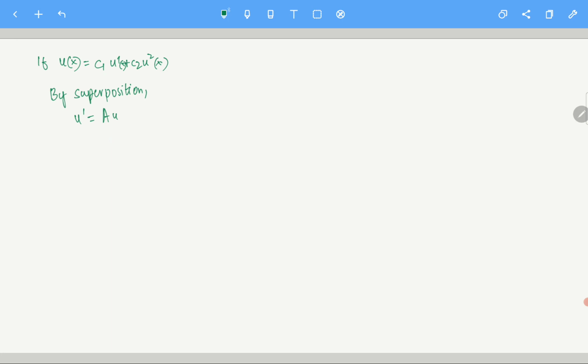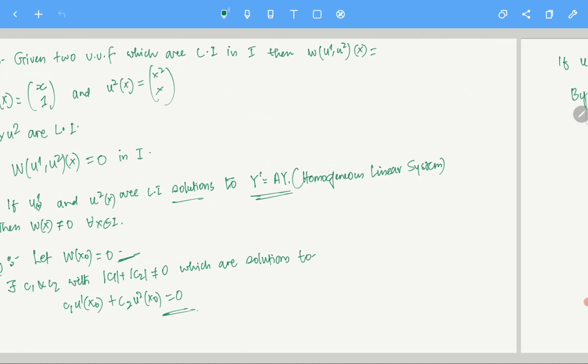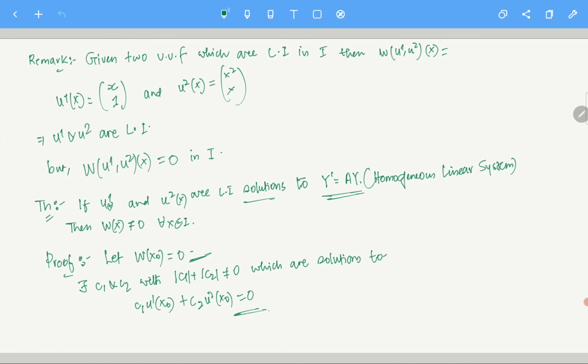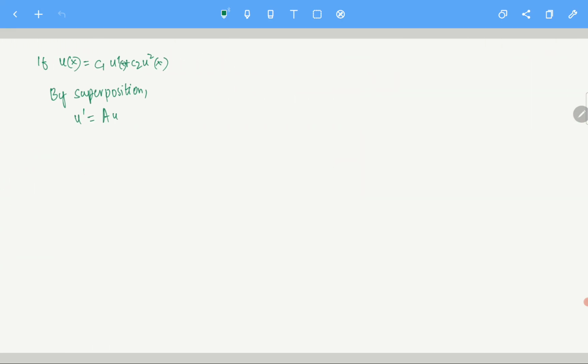Okay. Now, for those constants, you see this c1 and c2 is not arbitrary. These c1 and c2 are non-zero. I have found a non-zero pair of c1, c2, and I am using that pair to construct a new function u(x) which looks like that. u1 and u2 are given to you.